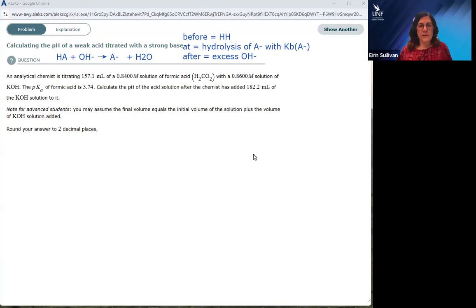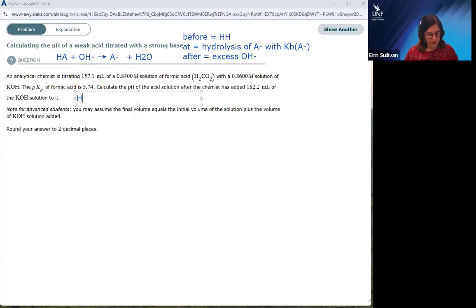So I wanted to do another example of calculating the pH of a weak acid titrated with a strong base, where we end up in a situation where we are past the equivalence point. Again, the way we would do this is calculate how many moles of our weak acid we have, in this case formic acid, and how many moles of hydroxide we have added. And if we are past the number of moles of hydroxide added in order to neutralize that weak acid, then we're just going to base our pH on the number of moles of excess hydroxide.